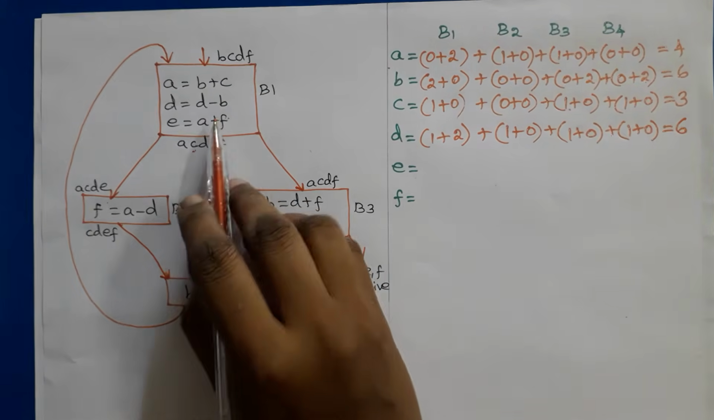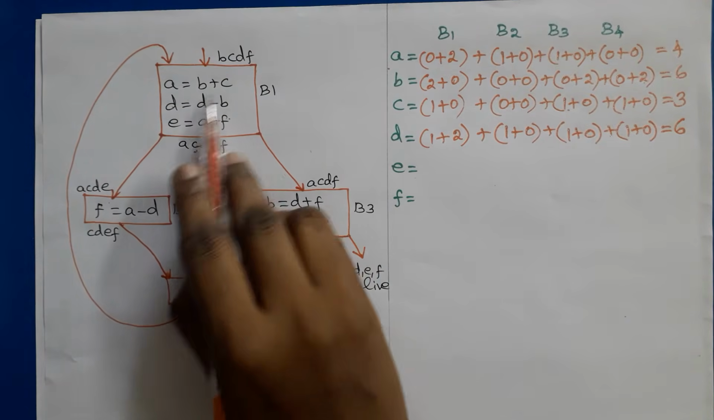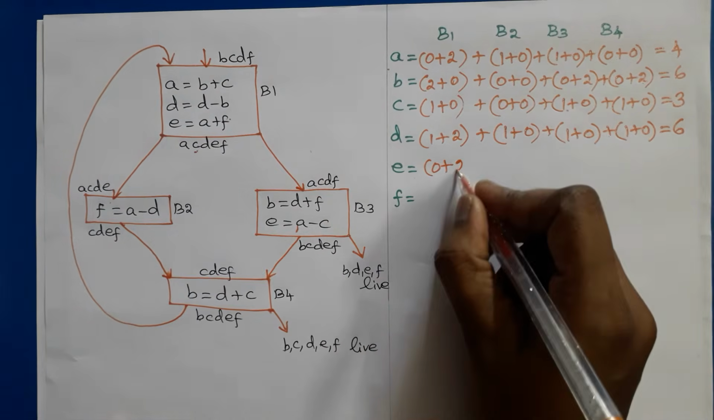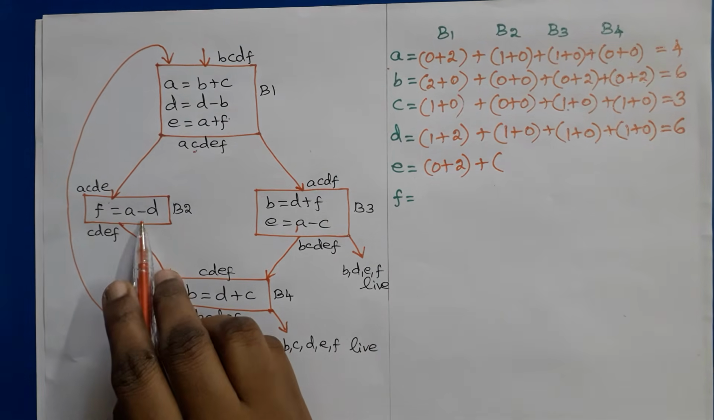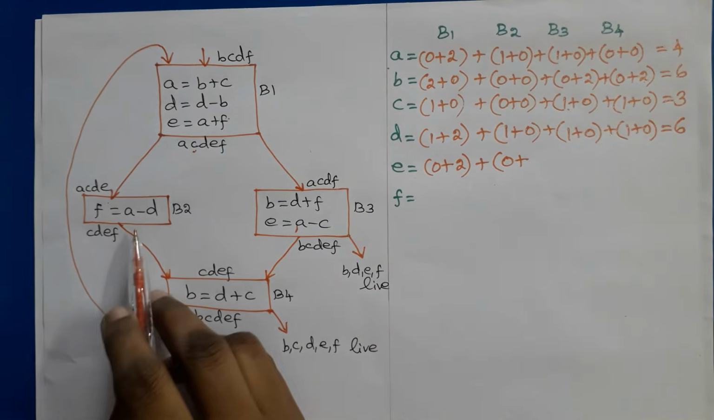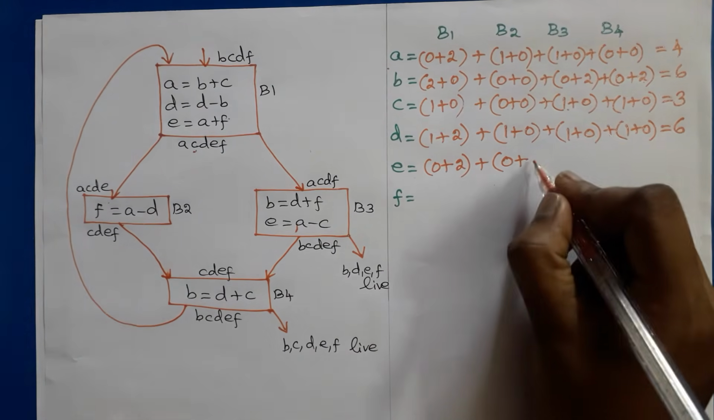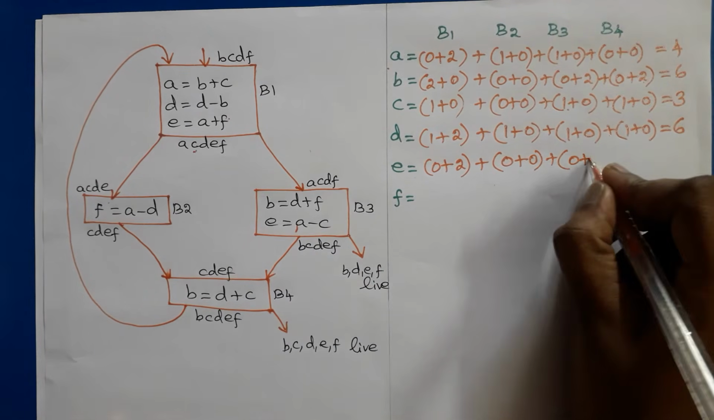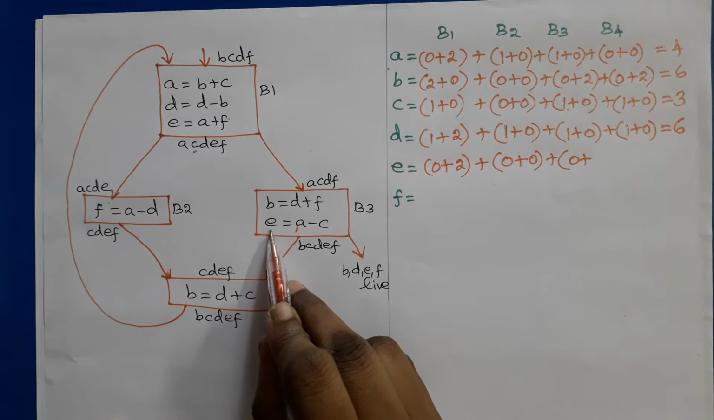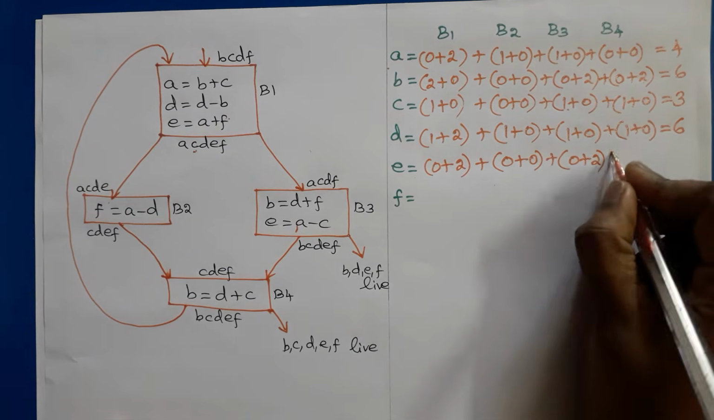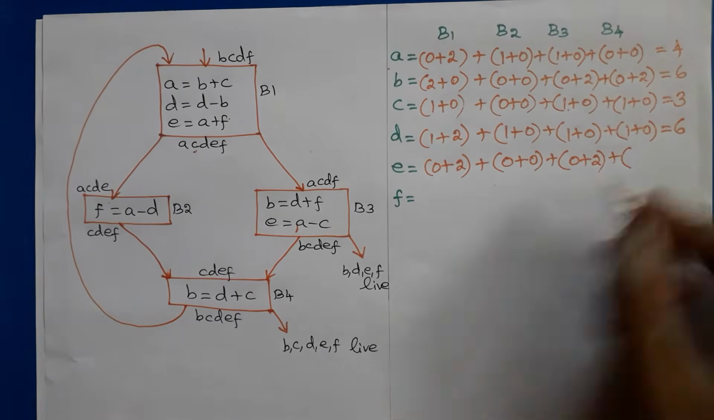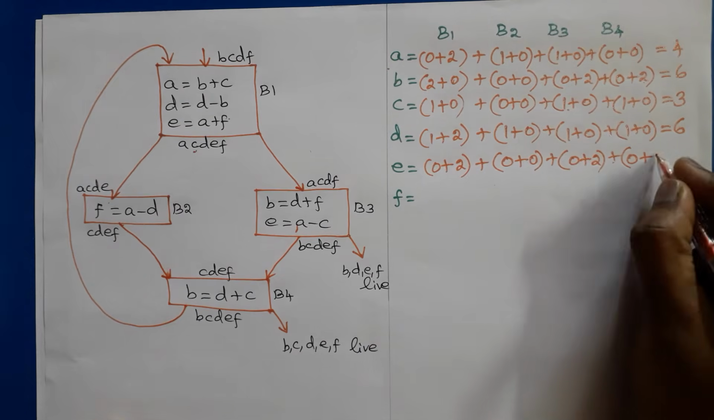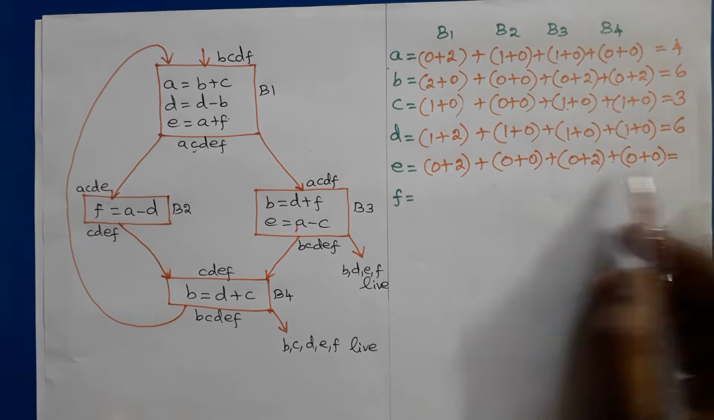Then for E, E is not used in basic block B1. It is live on exit and it is computed, so 2, plus E is not used here, so 0, plus it is live on exit but it is not computed, so 0. E is not used in block 3. E is live on exit and it is computed, so 2. E is not used here, so 0. It is live on exit but it is not computed, so 0. So total saving is 2 plus 2, 4.